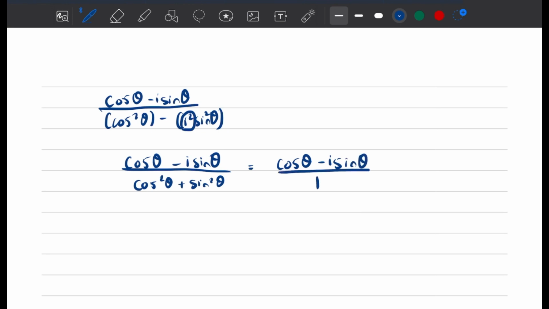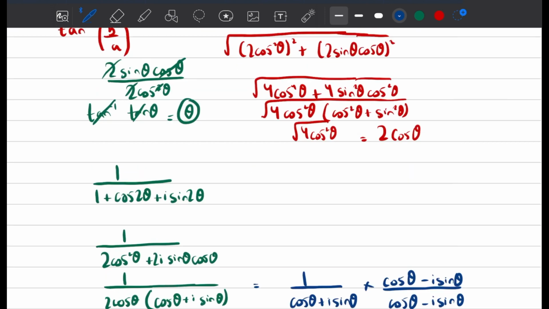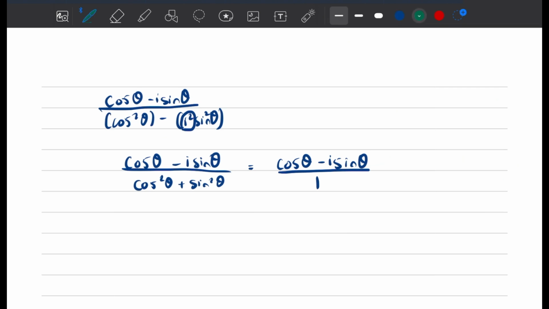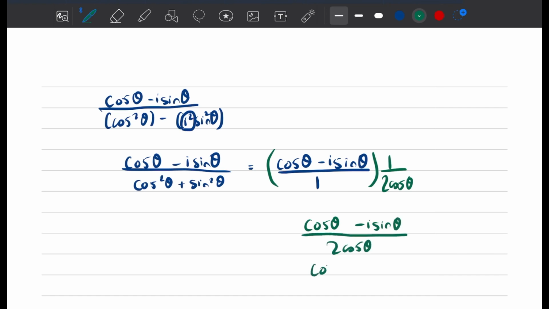minus i sin theta over 1. What did you ignore a while ago? This part, 1 upon 2 cos theta. Now let's bring that back. So multiply this by 1 upon 2 cos theta. Do you get this? So now what will this become? Cos theta minus i sin theta divided by 2 cos theta. Let's separate this: cos theta upon 2 cos theta minus i sin theta upon 2 cos theta.